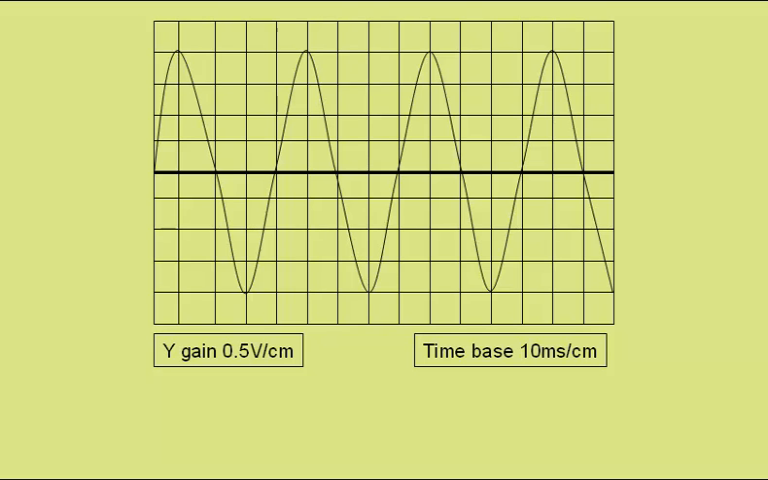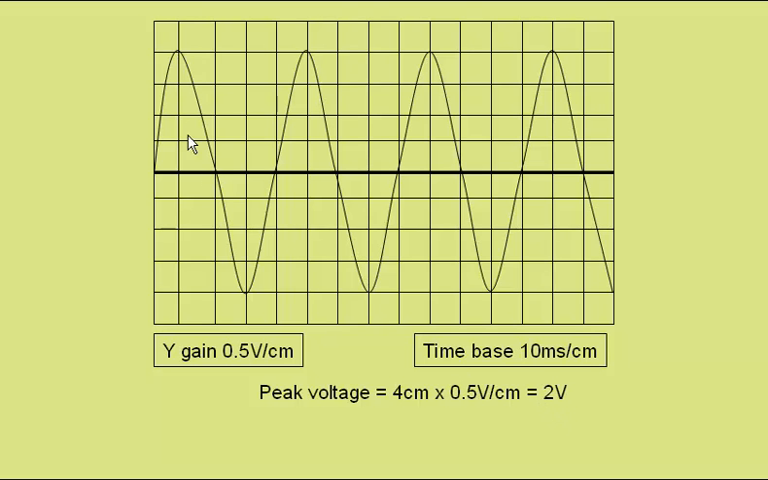Here we have a different supply, but you'll notice the Y gain and the time base are at the same settings. So now we have 1, 2, 3, 4 centimeters at 0.5 volts per centimeter. So the peak voltage is 4 times 0.5, meaning 2 volts.